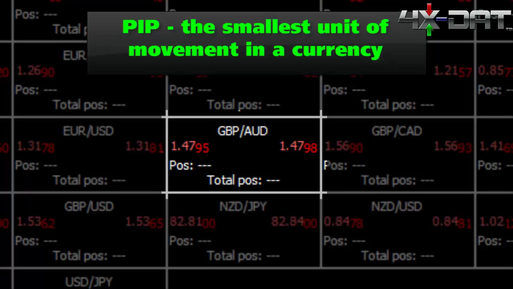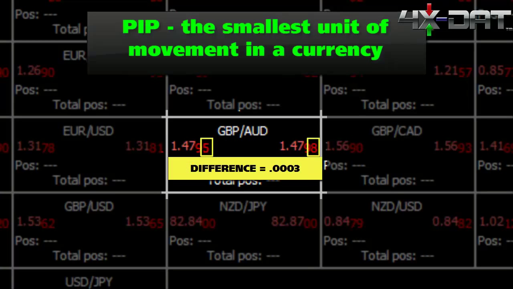In its most basic sense, the pip may be described as the smallest unit of movement in a currency. You'll note that the spread we were just looking at is equivalent to 0.0003 of the currency. This difference would be called a spread of 3 pips by currency traders. Since most major currency pairs are priced to 4 decimal places, the smallest change is that of the last decimal point. For most pairs, this is the equivalent of 1/100th of 1%, or 1 basis point.